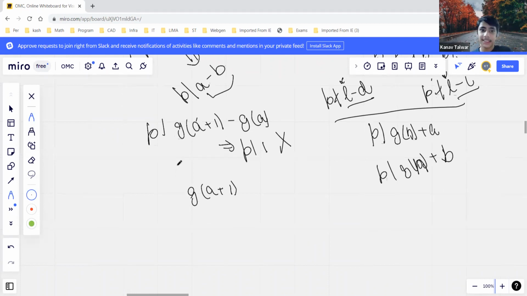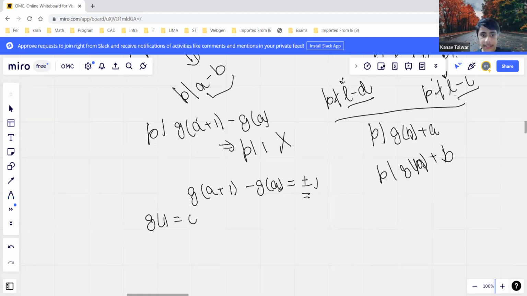Thus, G of A plus 1 minus G of A is equal to plus or minus 1. This does not exactly form an arithmetic progression, just because we can actually go minus 1s. We get this?